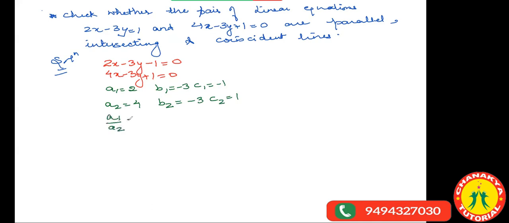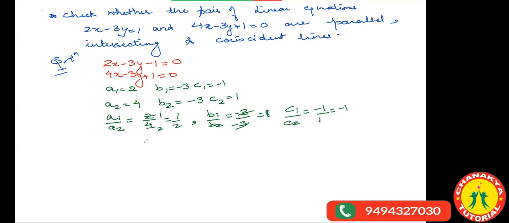So A1 upon A2 is equal to 2 by 4, which means 1 by 2. Then B1 by B2 will be minus 3 by minus 3, so it will be 1. Then C1 upon C2 will be minus 1 upon 1, which is minus 1. All have got the same value.